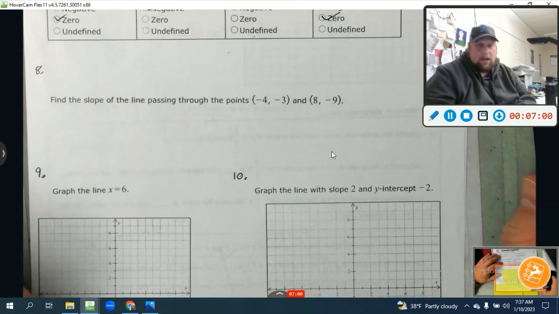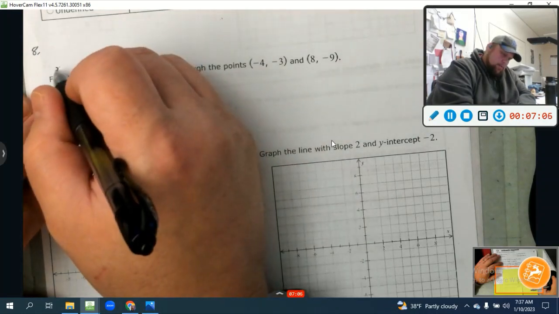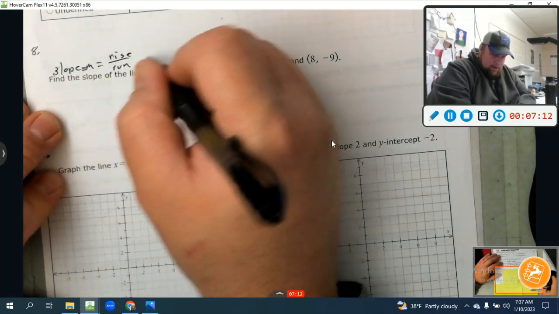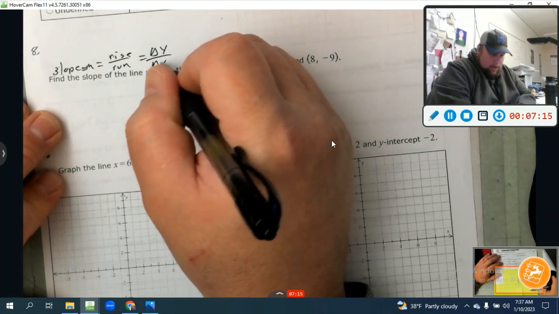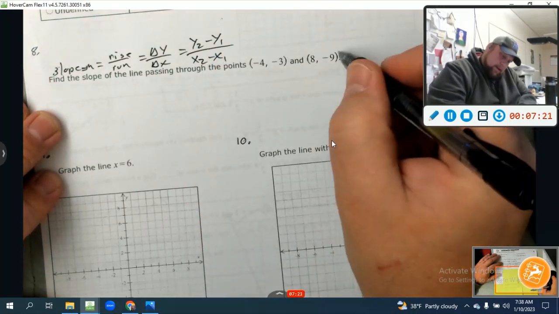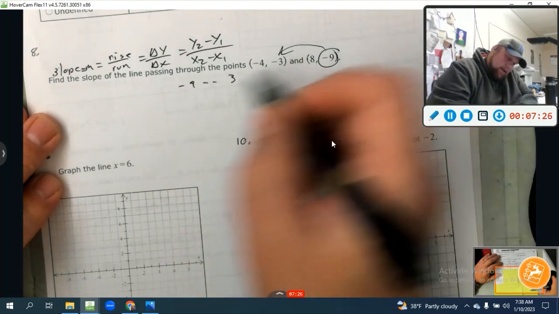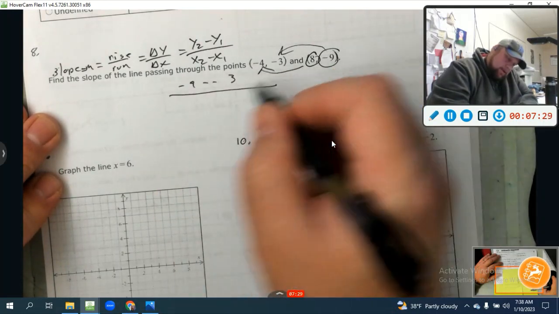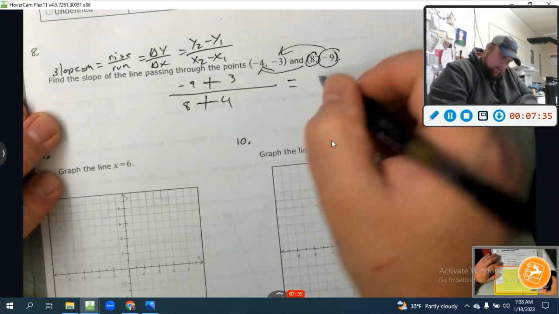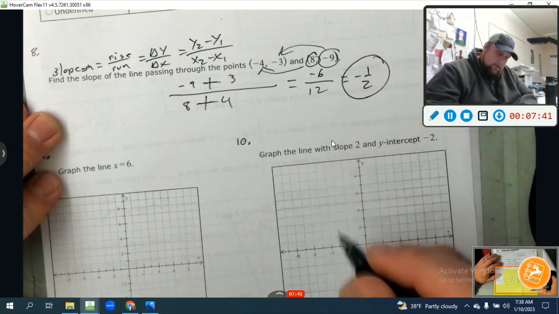That's quick. Find the slope of the line passing through the points. Remember, slope equals m, which equals rise over run, which equals change in y over change in x, which equals y2 minus y1 over x2 minus x1. So we're just going to subtract. I'm going to have negative 9 minus negative 3 all over 8 minus negative 4, which equals negative 6 over 12, or negative 1/2. There's your slope.